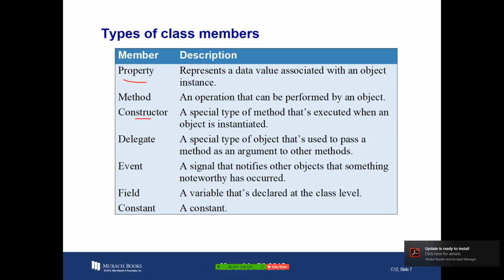So those would be properties, and then methods could be operations that could be performed on the object. A constructor would be what you'd use to create an instance of that object, and a delegate, we're not going to get into those much, is if you wanted to pass a particular method as an argument to other methods. An event is a signal that notifies other objects that something has happened. A field is a variable that's declared at the class level. It's like a property. And then we have constants also.